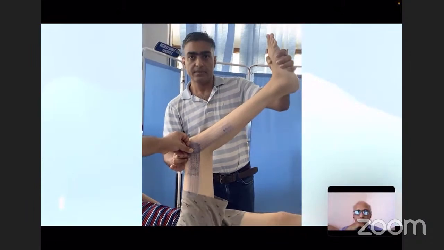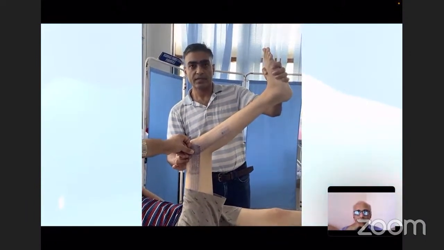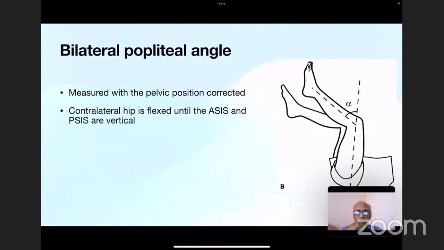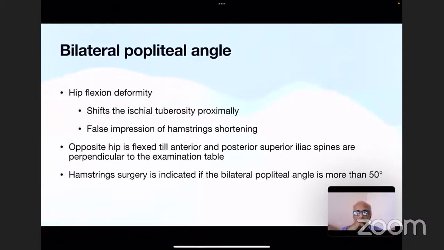So this is the popliteal angle, the unilateral popliteal angle. The other one, the modification, is the bilateral popliteal angle, wherein the pelvic position is corrected and the contralateral hip is flexed until the ASIS and PSIS come into the same vertical line. So hip flexion deformity shifts the ischial tuberosity proximally, and it can give a false impression of hamstring shortening.